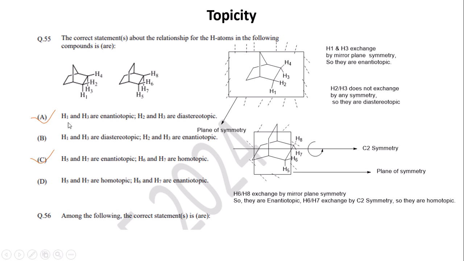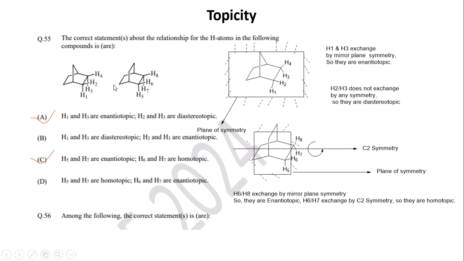Here in the given problem, H1 and H3 are both on the bottom side, and if we imagine a plane through the molecule, the molecule can be equally halved, and H1 and H3 are exchanged with each other, and hence they are enantiotopic. H1 and H3 are enantiotopic. And for H2 and H3, one is in the up direction and the other is in the down direction. They are not related by any symmetry, so they are diastereotopic.